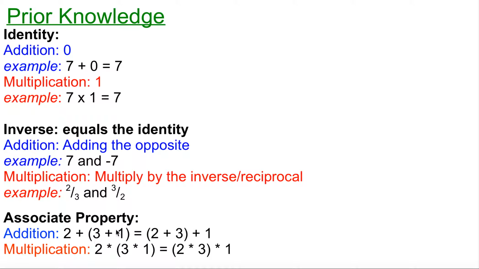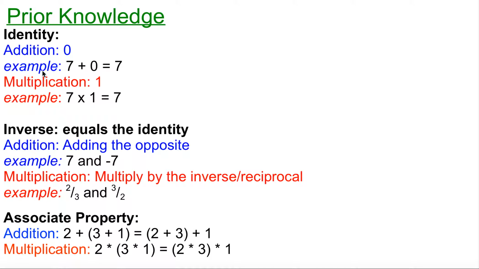If I add 3 and 1 and then add 2, I'll get the same answer as if I added 2 and 3, then added 1. Same with multiplication. If I multiplied 3 and 1 and then multiplied 2, I'd get the same answer as if I multiplied 2 and 3 and then multiplied 1. We could also talk about the commutative property with our students, and that if we added 2 plus 3, it's the same as adding 3 plus 2, which we could use then when talking about composite functions.